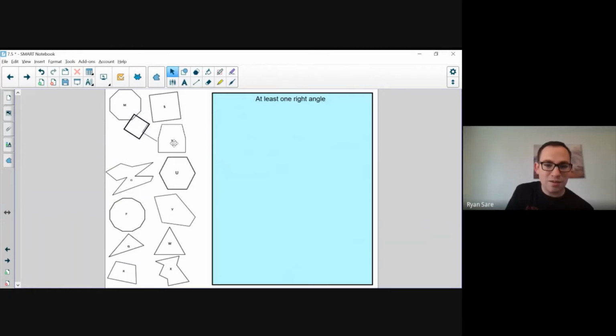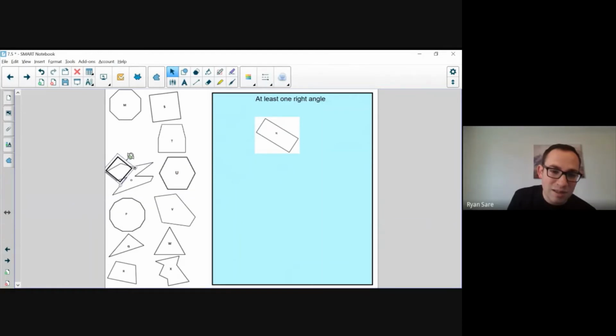So this has a right angle. Does O have a right angle? Now we might look at that initially and say there's no way that has a right angle. But there's some that are close. We might actually need to check. Like let's look at this one right here. Twist that. Yeah, it's not quite.